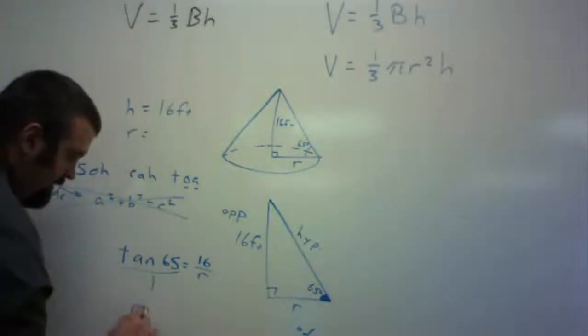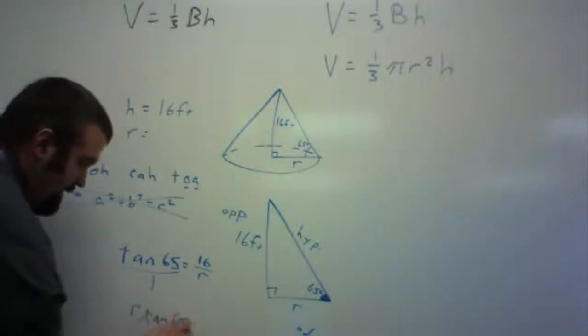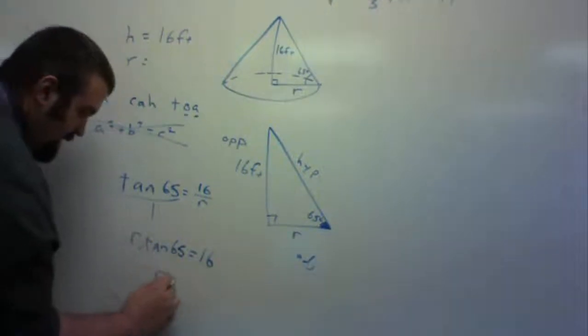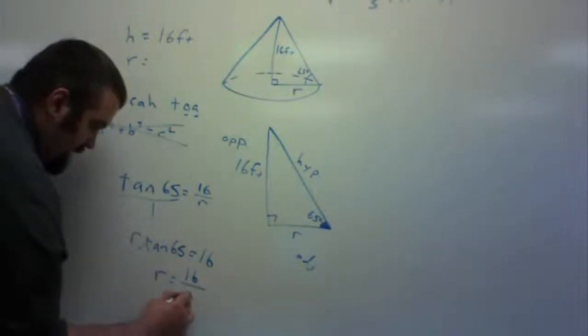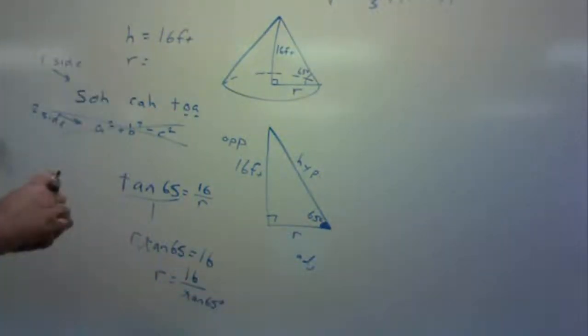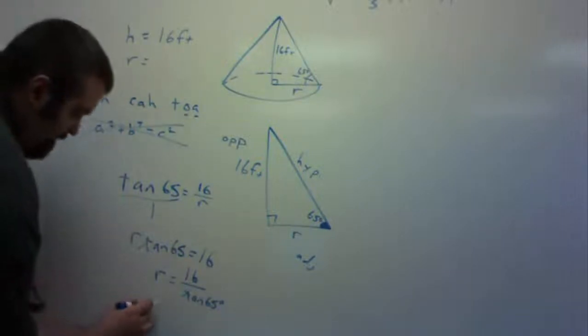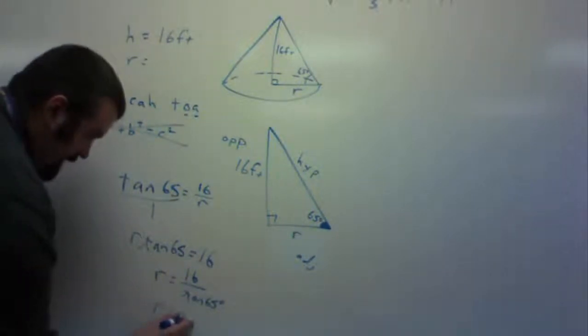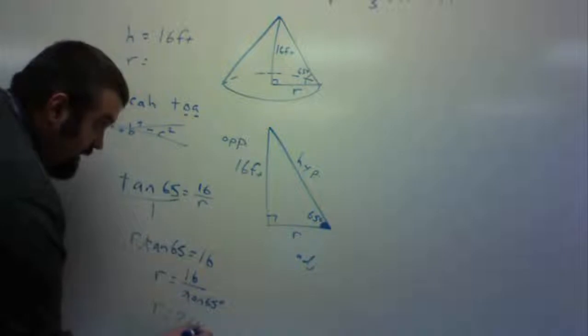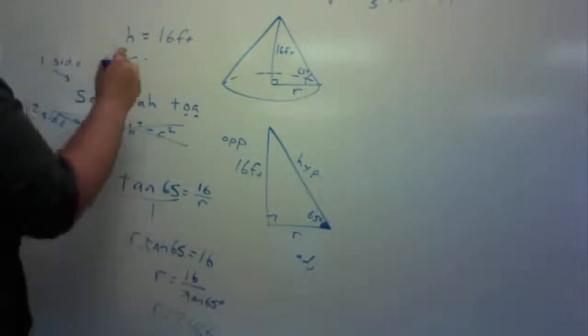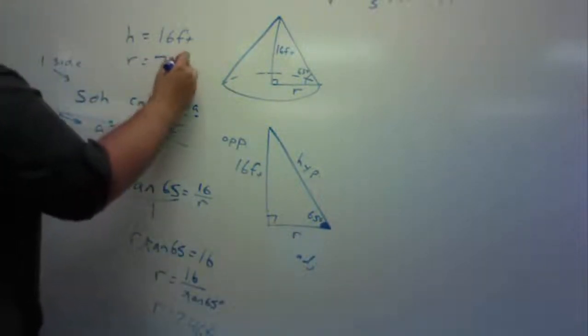Cross multiply and solve. I get R tangent of 65 equals 16. R equals 16 divided by the tangent of 65. And when I plug into my calculator, the radius is 7.46 roughly, and that's feet. So the radius is 7.46 feet.